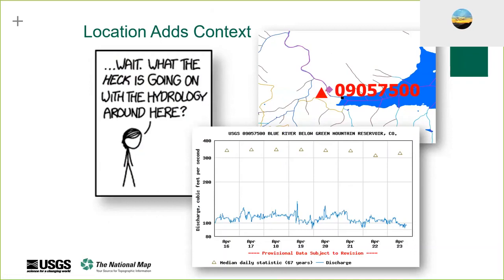So all of that information about where you sit on the network really enriches the data that you may collect at that place, because now you know, okay, I'm downstream of this large reservoir, maybe there are withdrawals coming from the reservoir, it's regulated flow, and so forth.